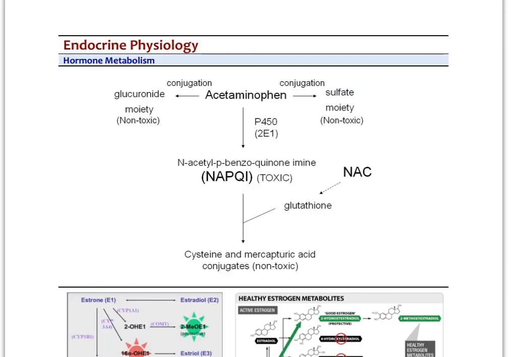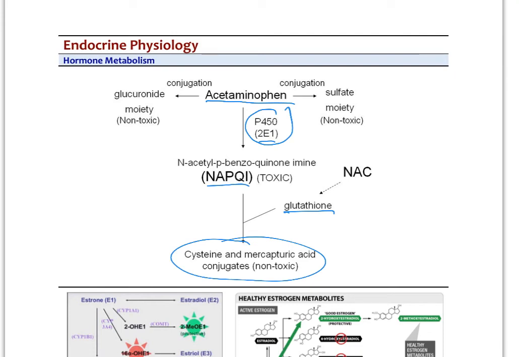Here's just a couple of other examples of detox. Here is again acetaminophen, Tylenol, where when it goes through the cytochrome P450, specifically CYP2E1, it becomes a compound known as NAPQI, N-acetyl-p-benzoquinone imine. This is very toxic, and this is where some people can develop liver failure within a couple of hours of ingesting Tylenol if they're not able to conjugate NAPQI with glutathione and remove it through the bile or the urine. Once it's conjugated with glutathione, it's not toxic anymore.